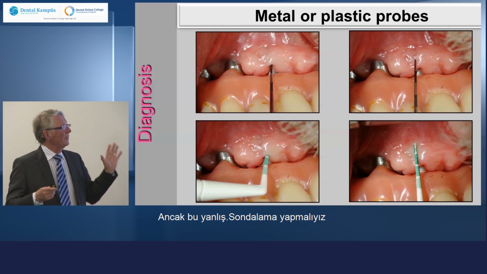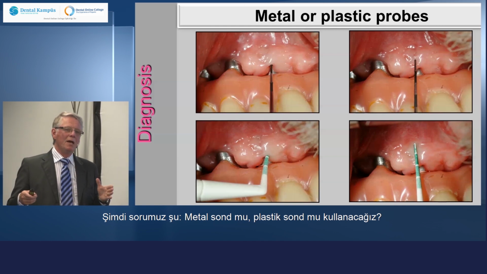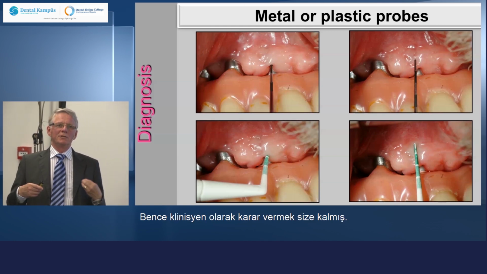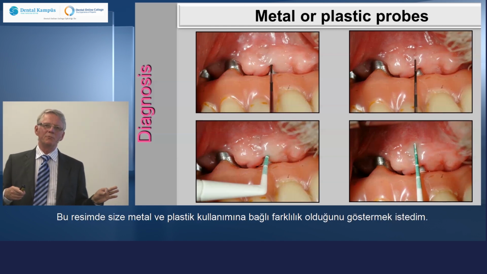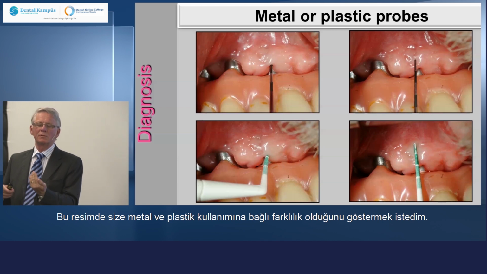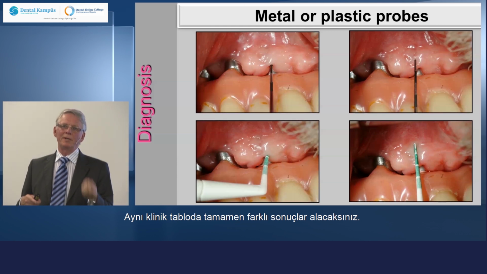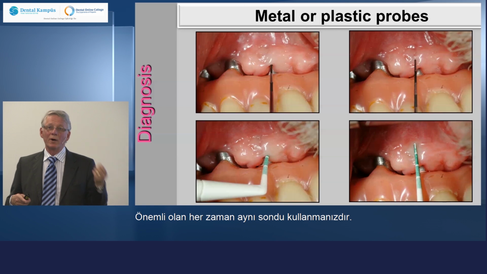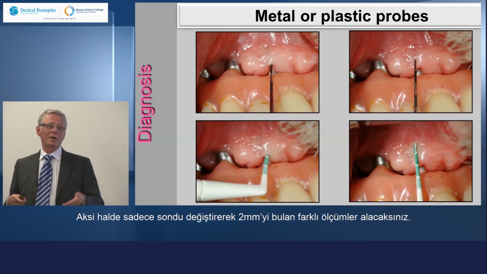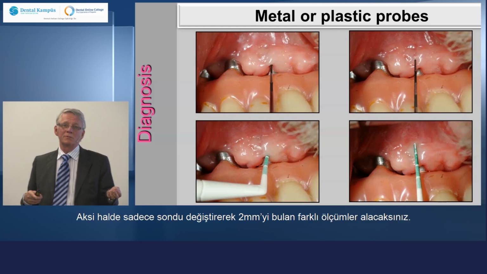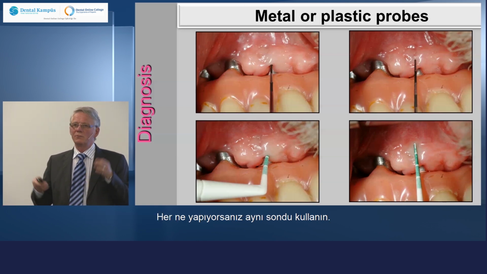We need to probe. Now, the question is, are we going to use a metal probe or a plastic probe? I think it's up to you as clinicians to decide. I just, with this picture, want to show you that there is a difference if we use the plastic one or if we use the metal one. In the same clinical situation, you will get completely different readings. So one absolutely important thing is to always use the same probe. Otherwise, you will have a difference of maybe 2 millimeters between measurements just by changing the probe. So whatever you do, use the same one.